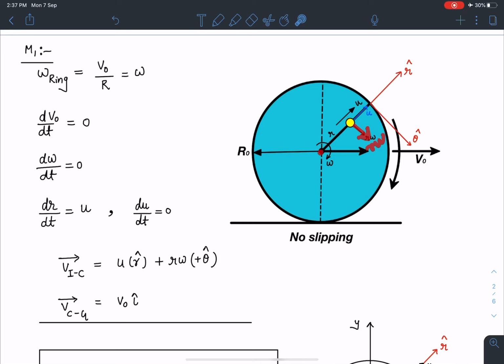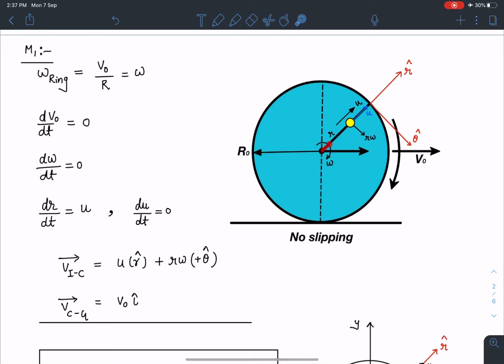I am writing that with respect to the center of this ring. So I'll be seeing this particle performing these kinds of motion. So velocity of the insect with respect to center C. Again, please remember this center C is not the rotating frame part. It's not rotating, it's translating only. So that point I'm considering here.